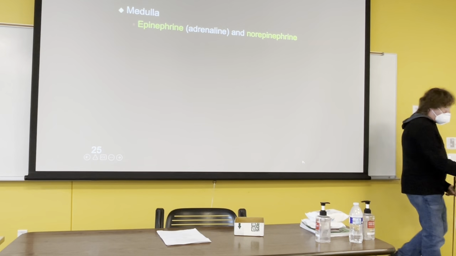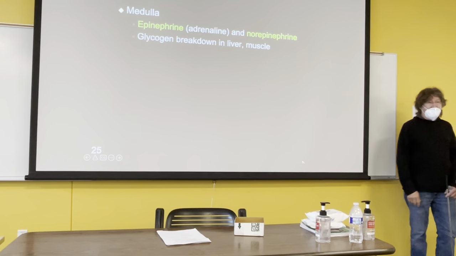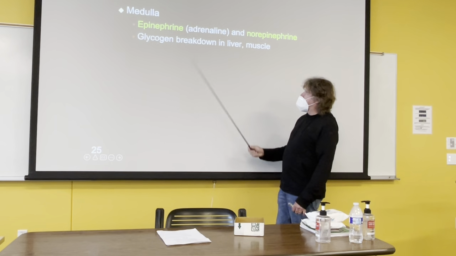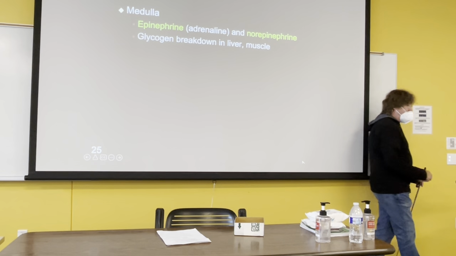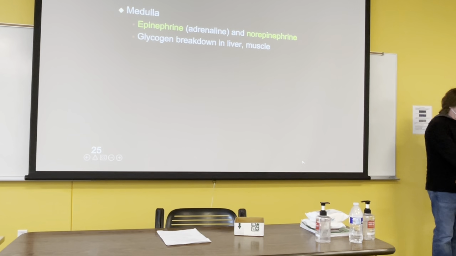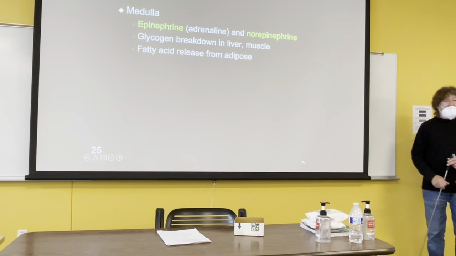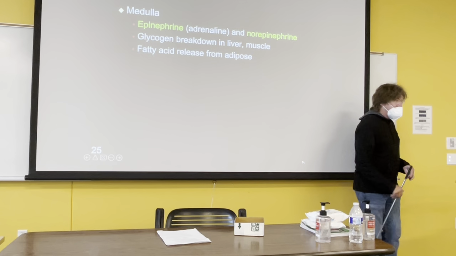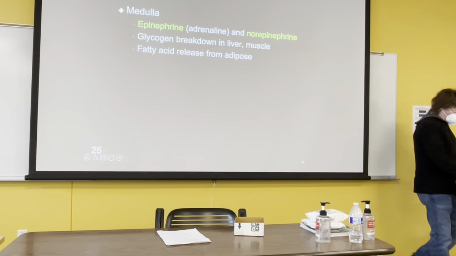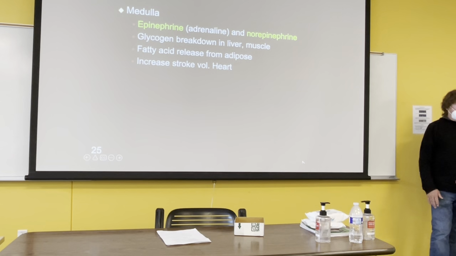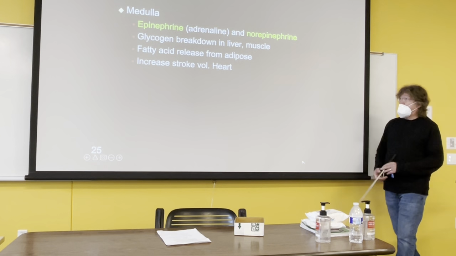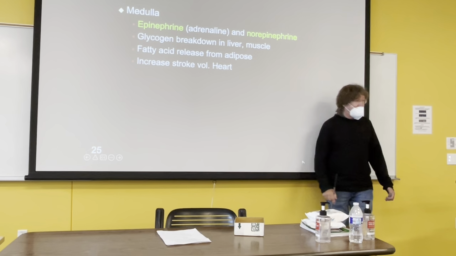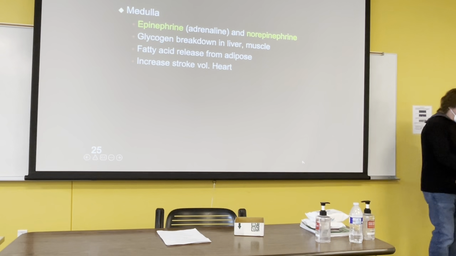All right, and this is released under acute stress, and I already went through a lot of targets for epinephrine. One of them is glycogen in the liver and skeletal muscle, breaking that down into glucose. Adipose cells happen to be a target. That leads to the release of fatty acids to increase the energy supply circulating in the blood for the muscles to respond to. The heart is also subject to epinephrine, which increases stroke volume and also heart rate.